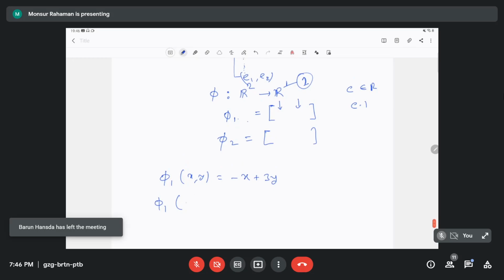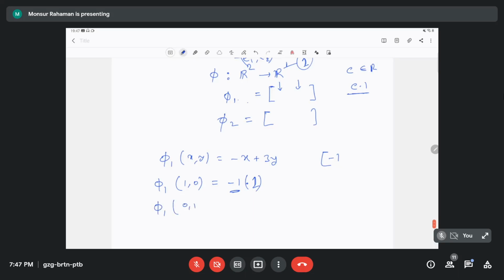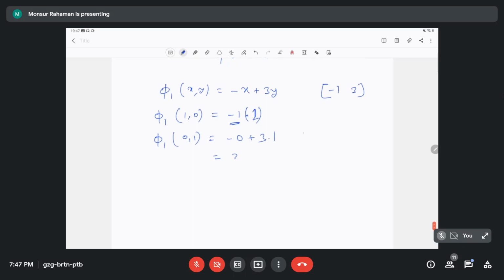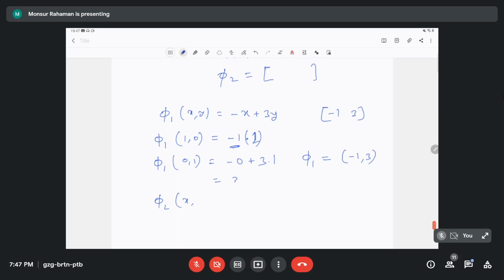So you have to send the first basis vector 1 0, so it will be -1 plus 0, so it is only -1. So you have to express it as a basis vector -1 only. So this is the first column, -1, so phi 1 is -1. To write the second column, you have to send 0 1. So 0 1 gives -0 plus 3, 3 into 1 is 3. So phi 1 is like -1 and 3.